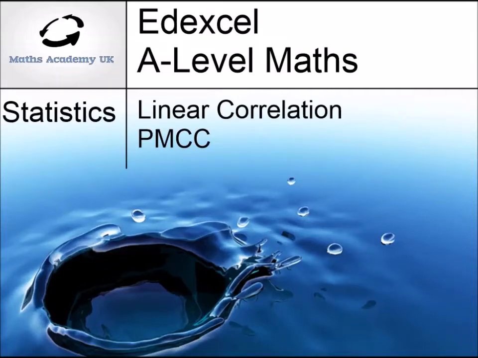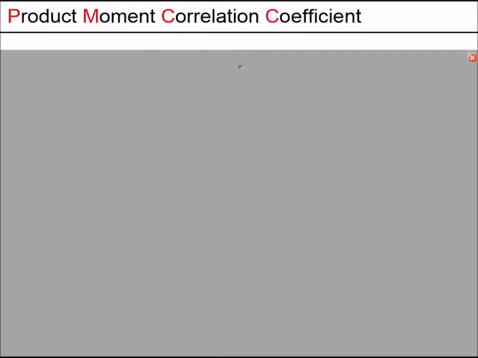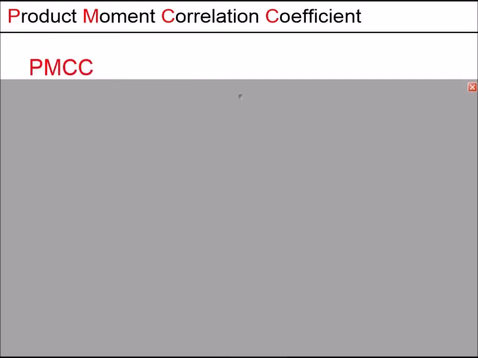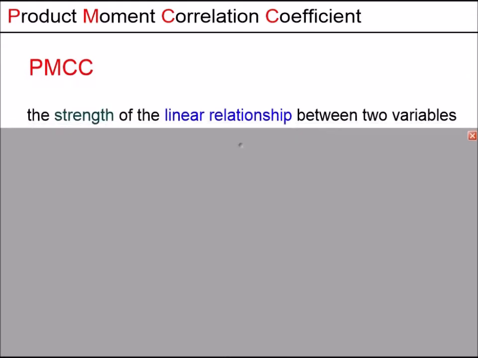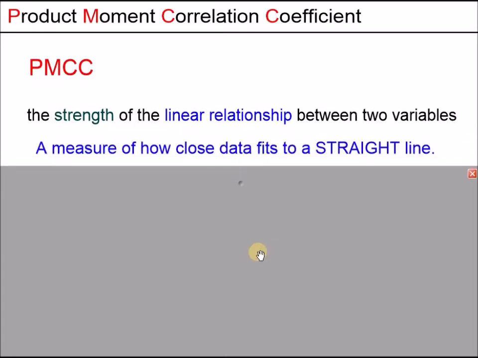Linear correlation, the PMCC. The product moment correlation coefficient, shortened to the PMCC, is a measure of the strength of the linear relationship between two variables, for example height versus weight on a scatter graph. And it measures how close data fits to a straight line, hence the linear relationship, linear correlation.